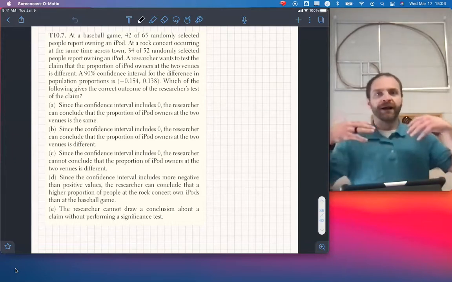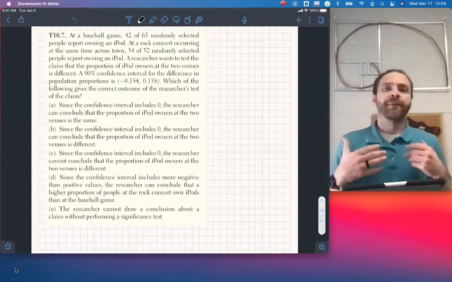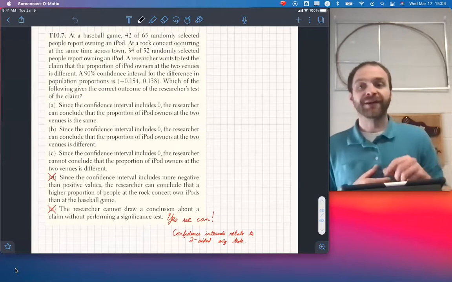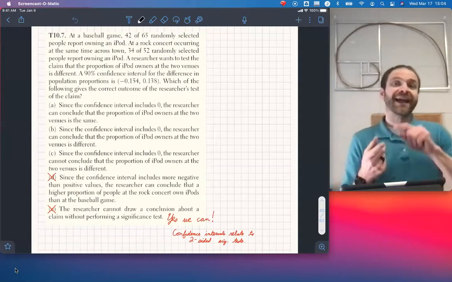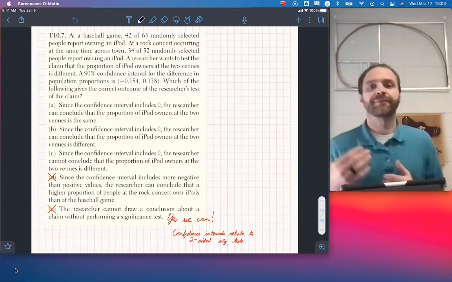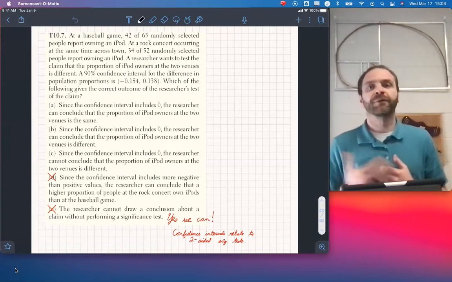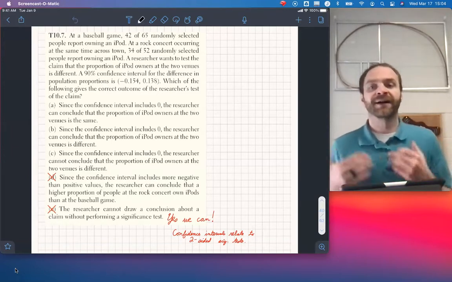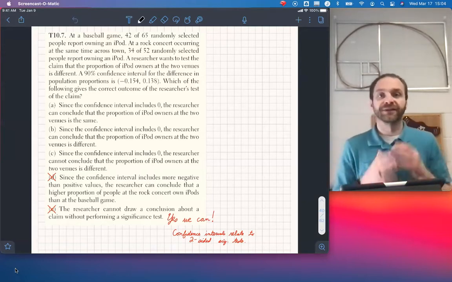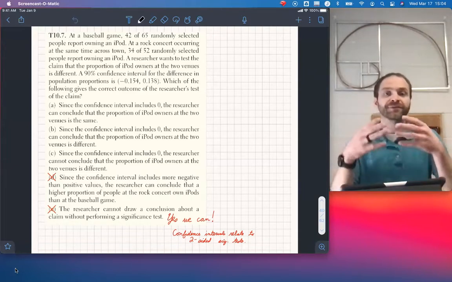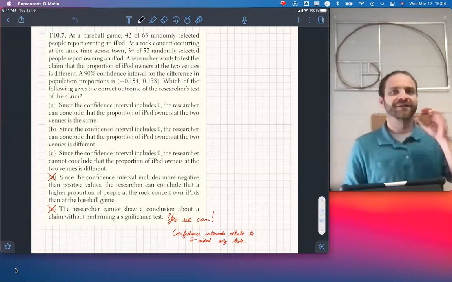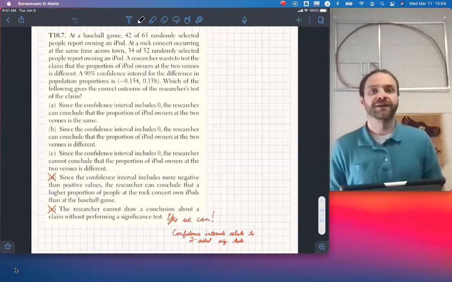So here we go. I know I read it fast because you can read slower. I'm going to quickly read through these, and I'm going to think about what's going on. And when I do that, I'm going to tell you, you can cross out D and E. Here's why you can cross out D. It says since the confidence interval includes more negatives than positives, the researcher can conclude higher proportions of people at the rock concert own iPods than at the baseball game. That's not how conclusions work when it comes to confidence intervals with the difference of proportions or even the difference of means. What we're looking at is whether 0 is captured or not. So D's conclusion doesn't even make sense with how we have been concluding our statements with confidence intervals.